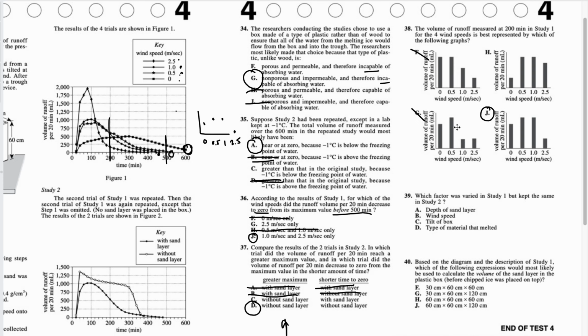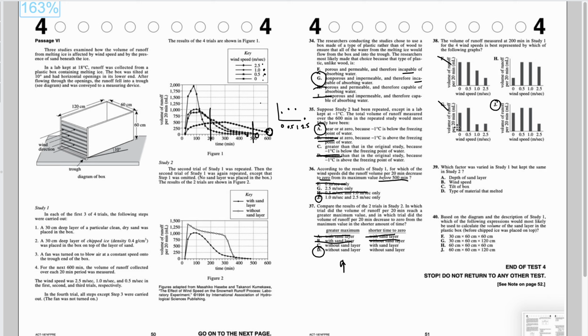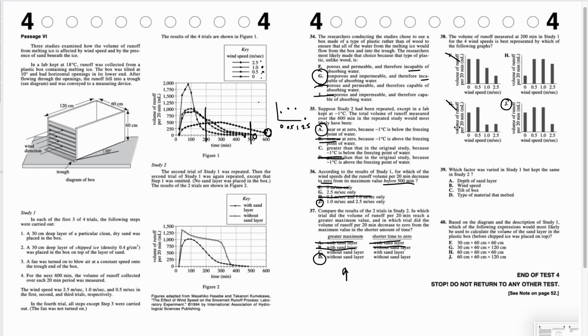39 says, which factor was varied in study 1 but kept the same in study 2? So if we look at study 1 and then study 2, we want it varied in study 1 but kept the same in study 2. I'm going to look at study 2. What is the same in study 2? I can see time was not the same, which is not an answer choice. The volume is not going to be the same because that's what's being tested.